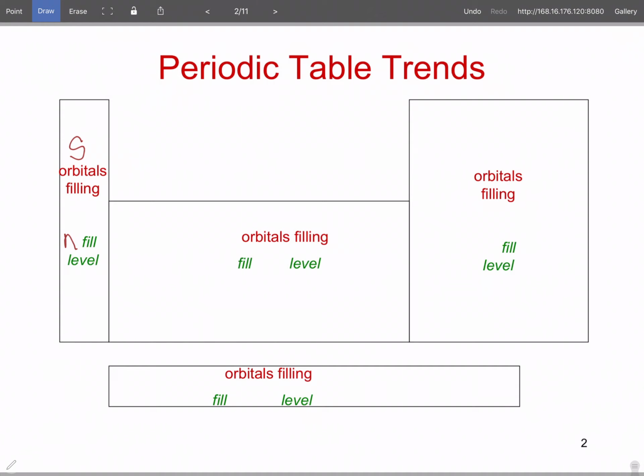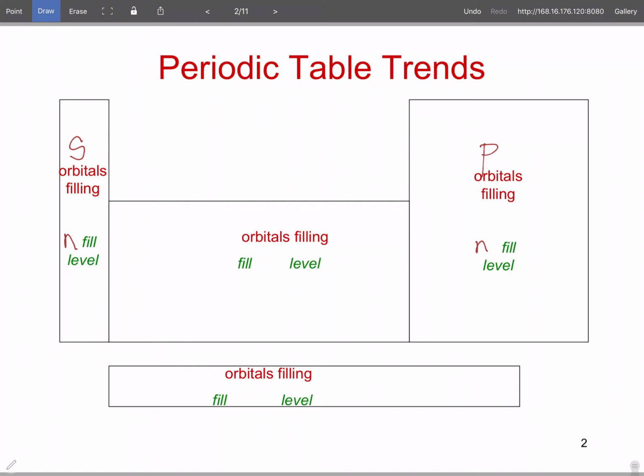Now, S and P are the representative elements, and they go together because they're going to fill the p orbitals, and they're going to be in the same exact level. So n and l, S and P fill in the exact same level. If you look at the periodic table, lithium is 2s and boron is 2p.